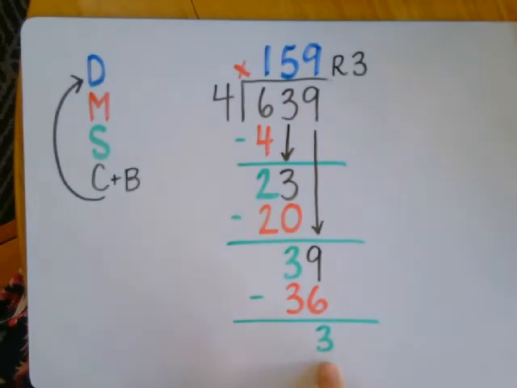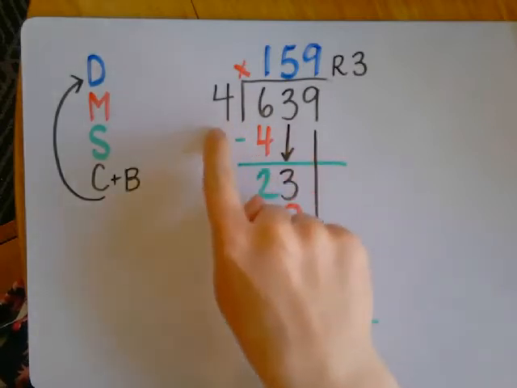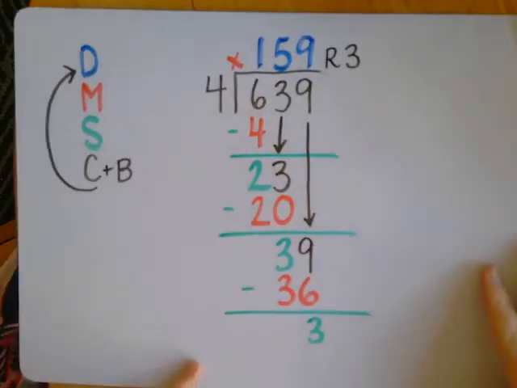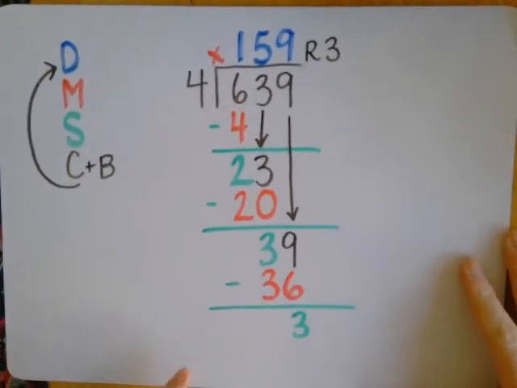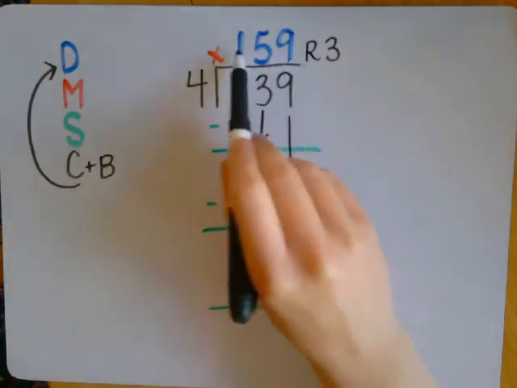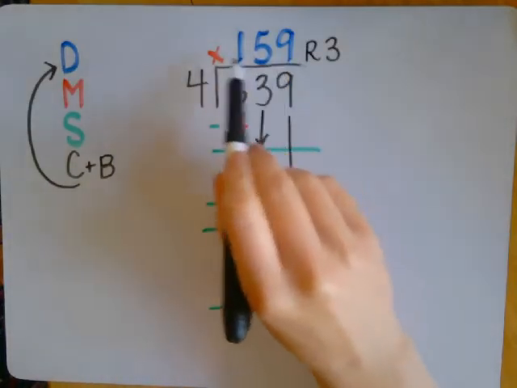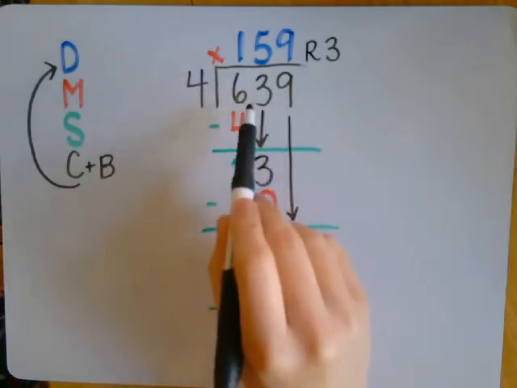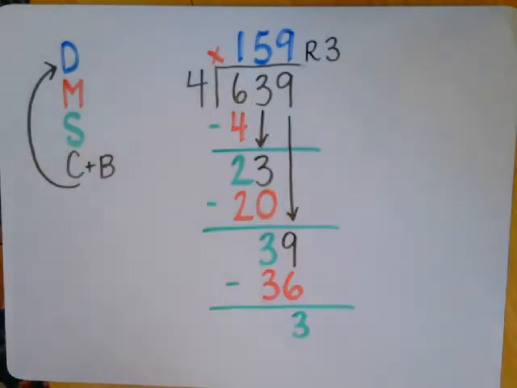So that is 3 extra numbers or things that we cannot make an equal group of 4 out of. In order to check our work, we can do the opposite of division, which is multiplication. So what I'm going to do is take our answer, 159, and multiply it by 4. I should get 639 when I'm done with that.